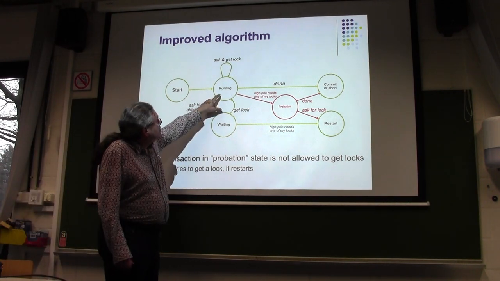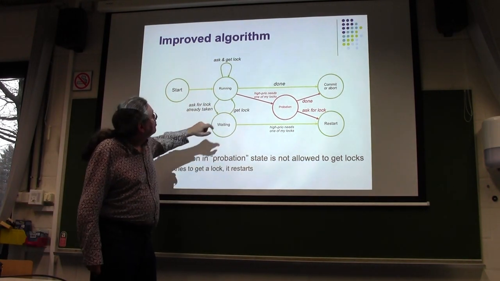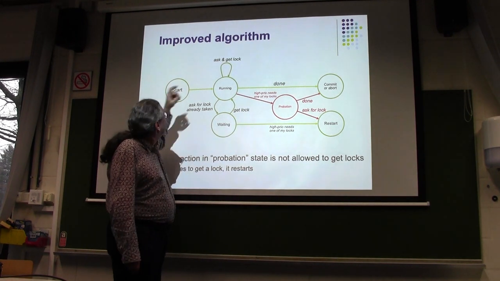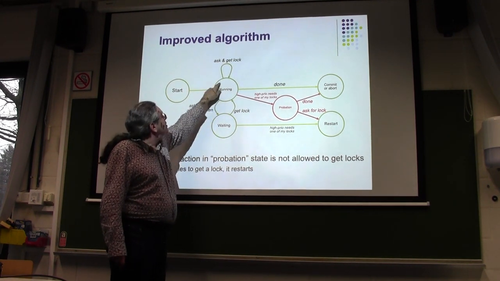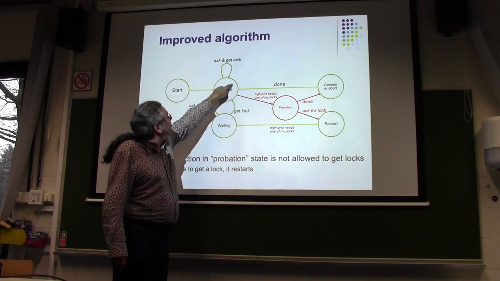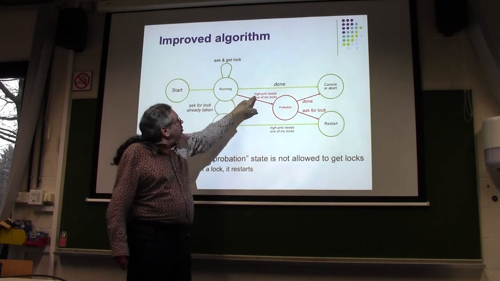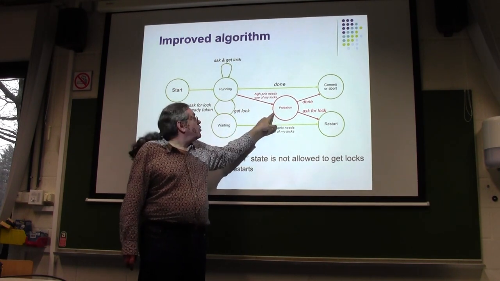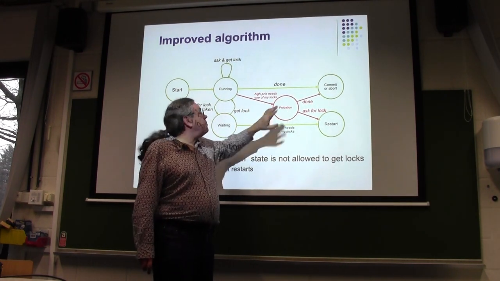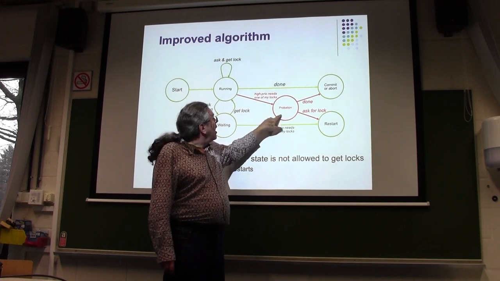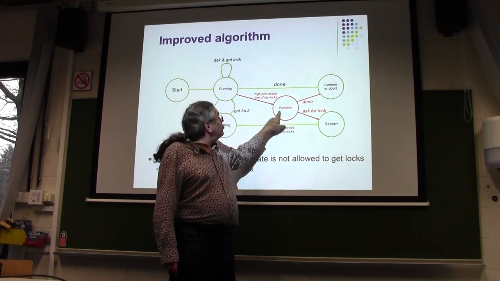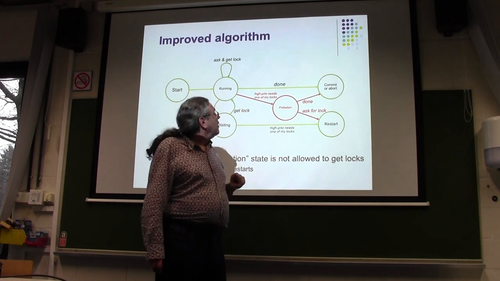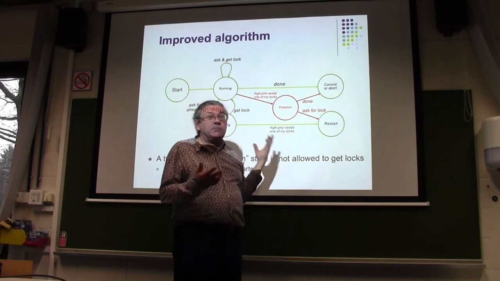So it adds one new state, which I call probation. So this, it's running, okay? So look at the low priority one is running, and all of a sudden, high priority one needs my locks. Well, it puts me in probation state. So I'm still running now. So I keep running, no problem. And if I eventually terminate, then fine, it lets me terminate.